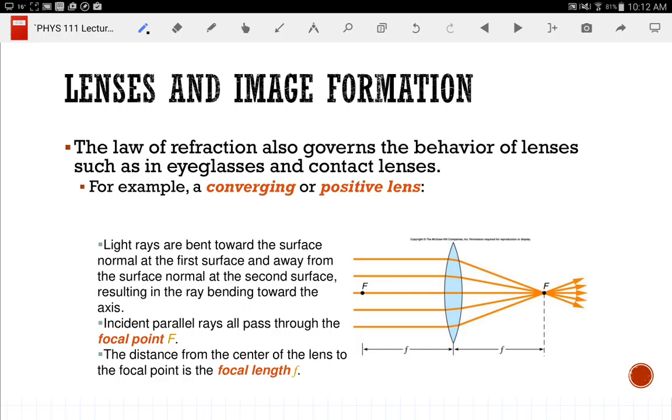Okay, now we're going to look at how lenses make images. So we've already looked at this in lab. The lens, if I have parallel rays, if it's thicker in the center and thinner at the edges, it's going to always make the light bend toward the center, so it converges parallel rays. And we define the focal point as the point where incident parallel rays that are coming to the lens all meet. So parallel rays form an image at the focal point, and we call the distance to the focal point the focal length.